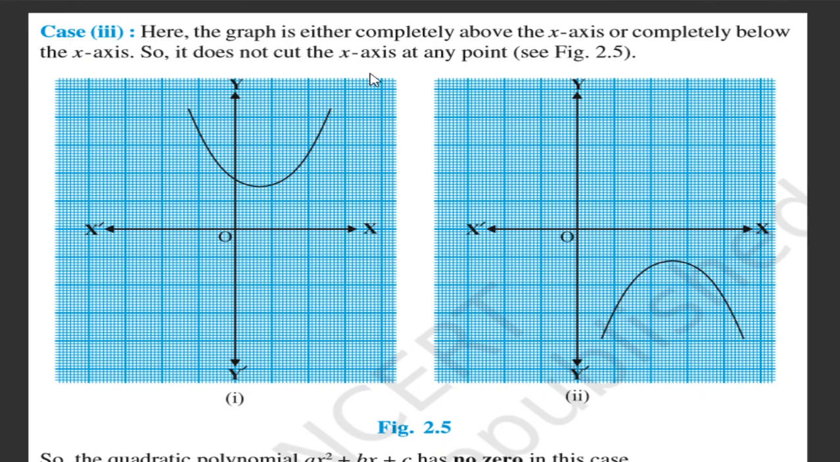Here the graph is either completely above the x-axis or completely below the x-axis. So it does not cut the x-axis at any point. That means how many zeros are there? There are no zeros in this case.